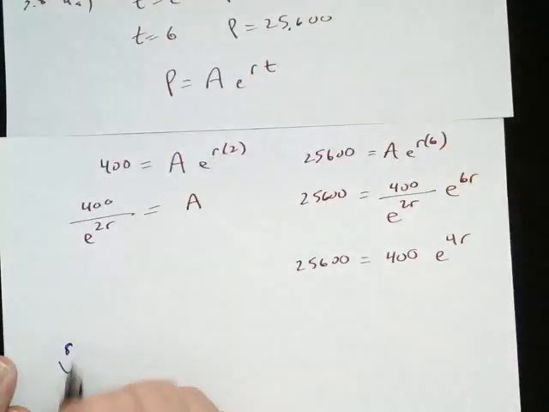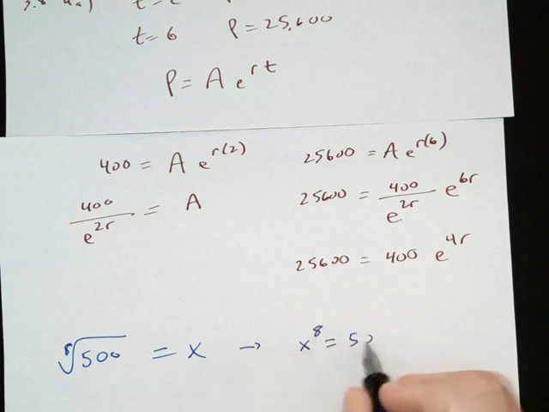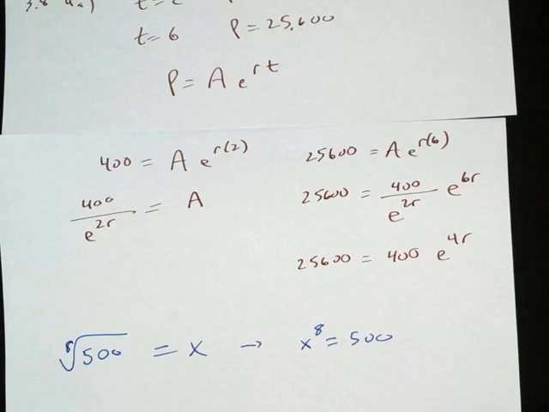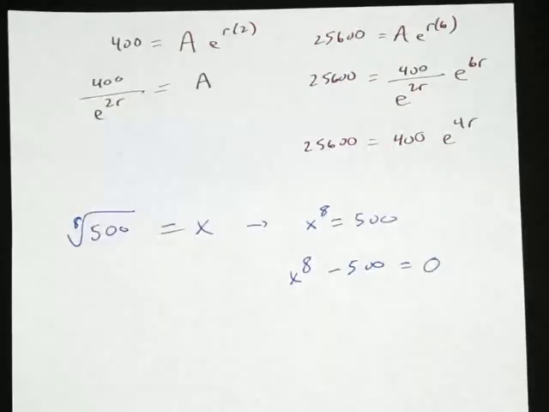If I want the 8th root of 500, let's call that x. Well, then what I'm really asking you to do is to solve that equation, which is the same as trying to figure out where that's equal to 0. Eighth powers. I'm looking at 8th powers. This should be close to an 8th power, I know.